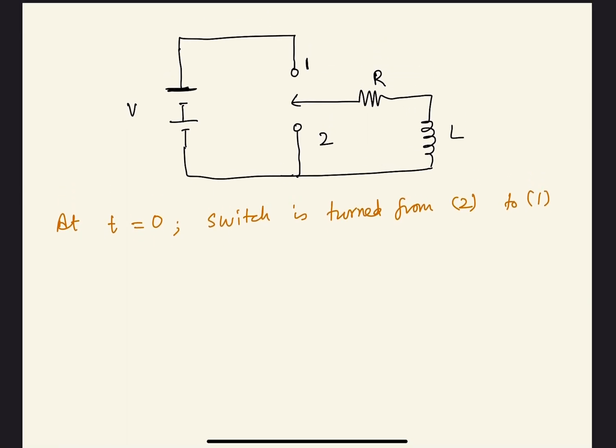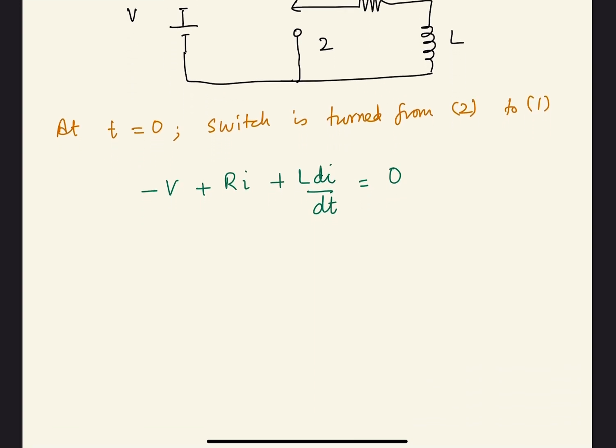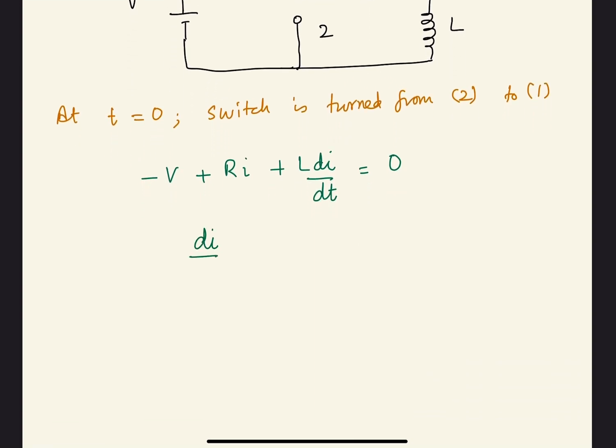If you take a look, what is the circuit now? What is the circuit shape like? It is like this, right? The circuit is complete, and the current will flow in the circuit. So if you write the KVL expression for this, what will the expression be? It will be minus V plus Ri plus L di by dt equal to 0. Or we can also write this as di by dt plus R by L times i equal to V by L.